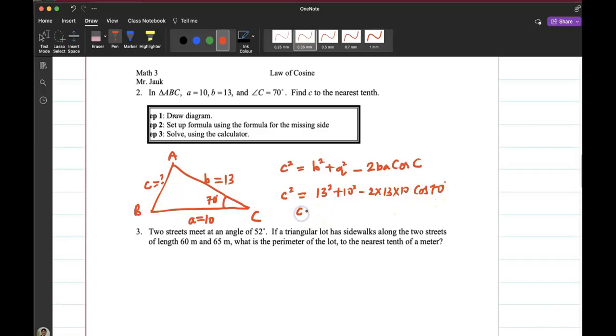So solve this. Cos 70, yes, use your calculator and get this. So my answer, don't forget to square root. 13.4192. So it is 13.4.